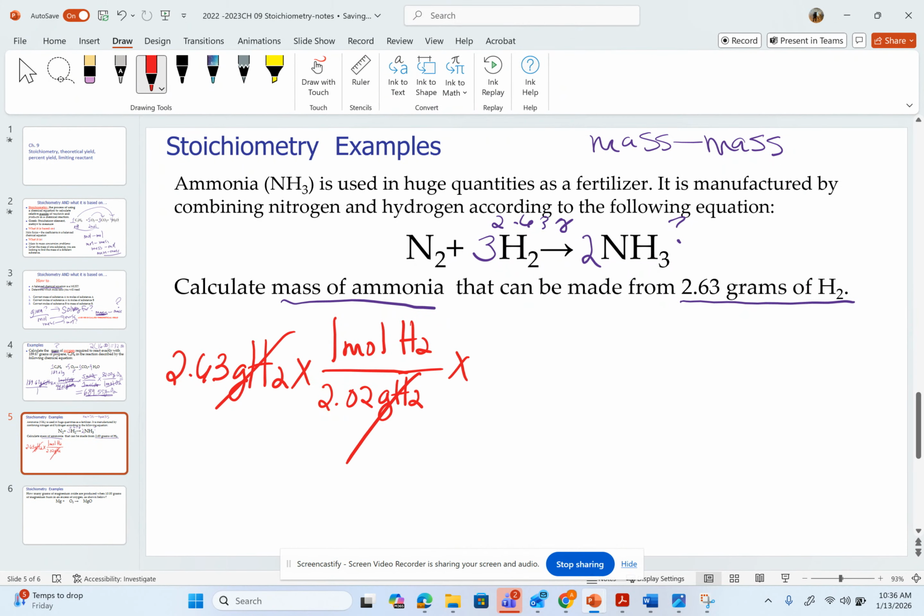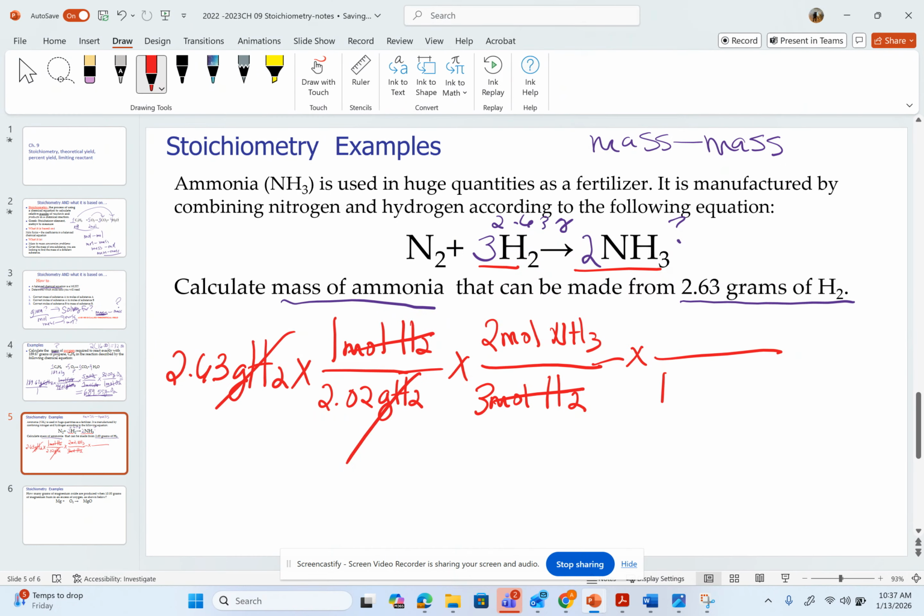Those cancel out. I'm going to come up to my equation, and I'm going to use my mole ratio. I have a 3:2 ratio. I'm going to say 3 moles of H2 is equal to 2 moles of NH3. I just switched substances. So my moles of hydrogen are gone, and I'm sitting at moles of NH3. But I have to get to the mass of NH3. So I'm going to use the molar mass. 1 mole of NH3 is equal to its mass in grams.